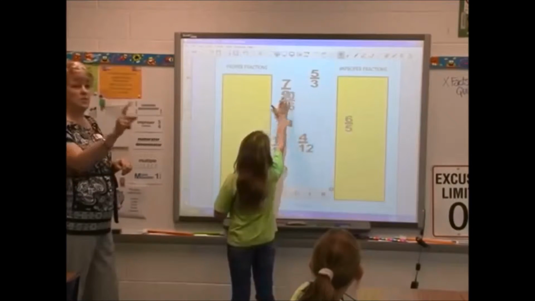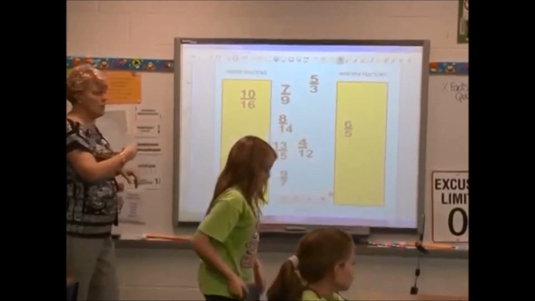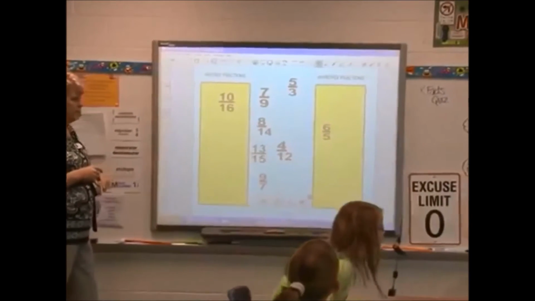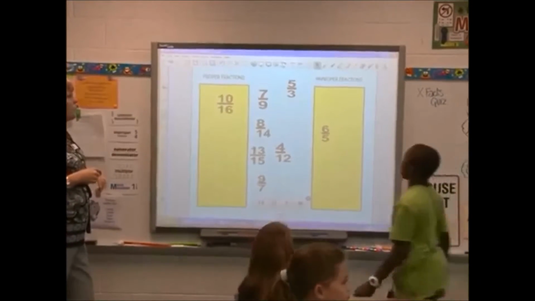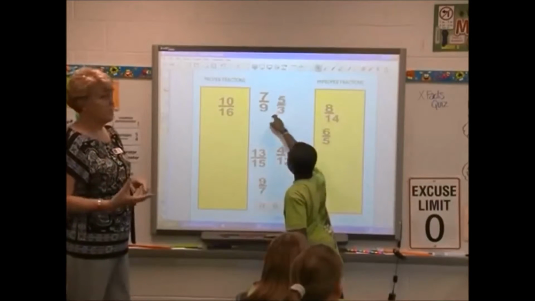As you can see, all she has to do is come up and touch it, and she can move things around. All right, Cortez, can you come do 2 for me, please? This really helps keep the students engaged because they love the idea of coming up and being the smartboard person.